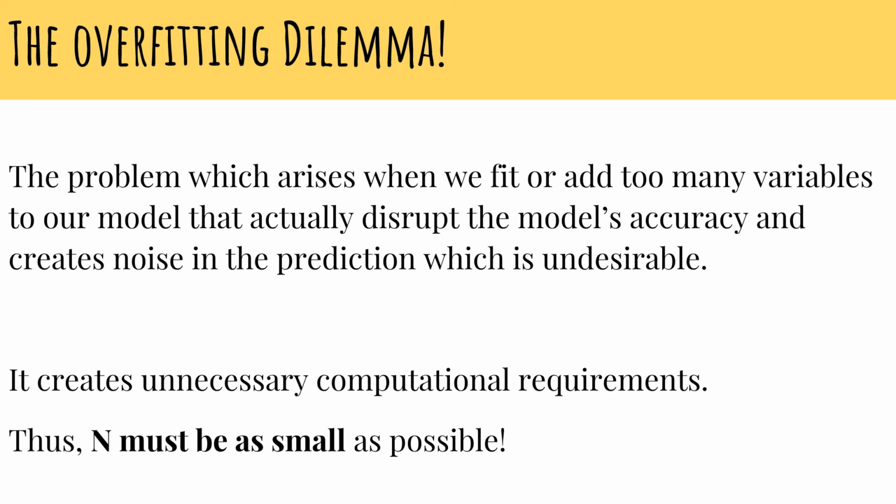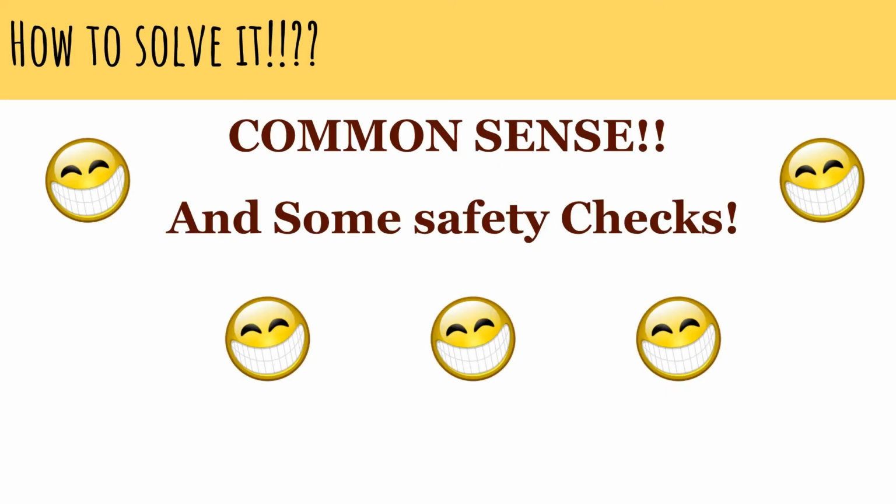And so we must always keep in mind that we must always try to minimize the number of independent variables. We always should try to create the best model, the most accurate model, but keeping in mind that we must do this in minimal number of independent variables. Well, if you ask me how you solve the overfitting dilemma, I would simply say common sense. But then again, common sense is not so common.